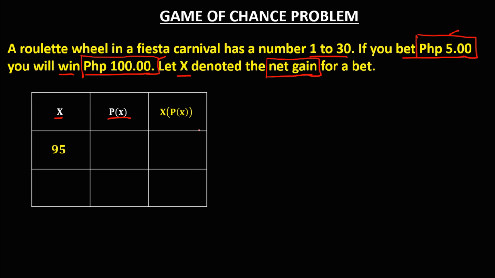Then if you lose, so you lose the amount you bet, so this one is negative 5. So take note that if you win, that's positive, and if you lose, that's negative. Then to find the probability that you gain 95 pesos, since only one number out of 30 will win, therefore the probability is 1 out of 30, and we need to convert this one to decimal.